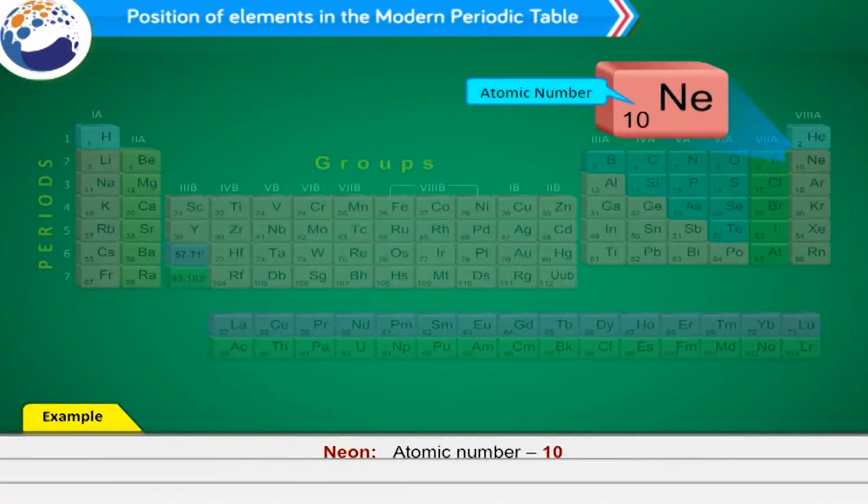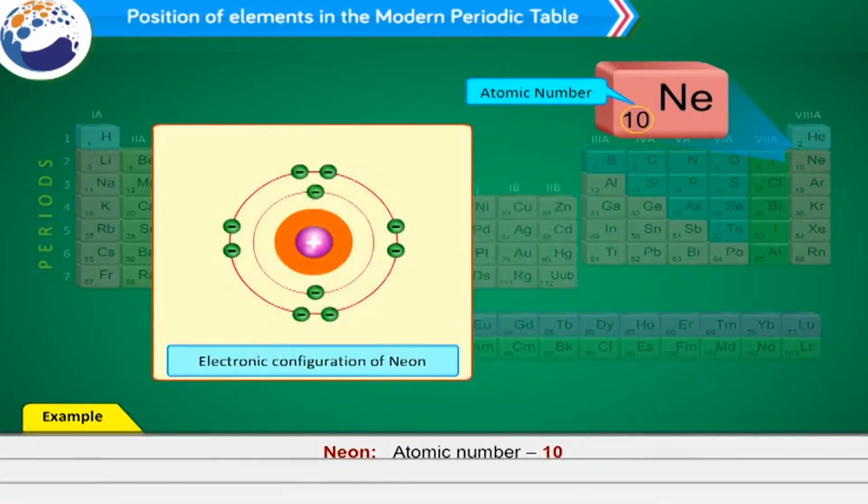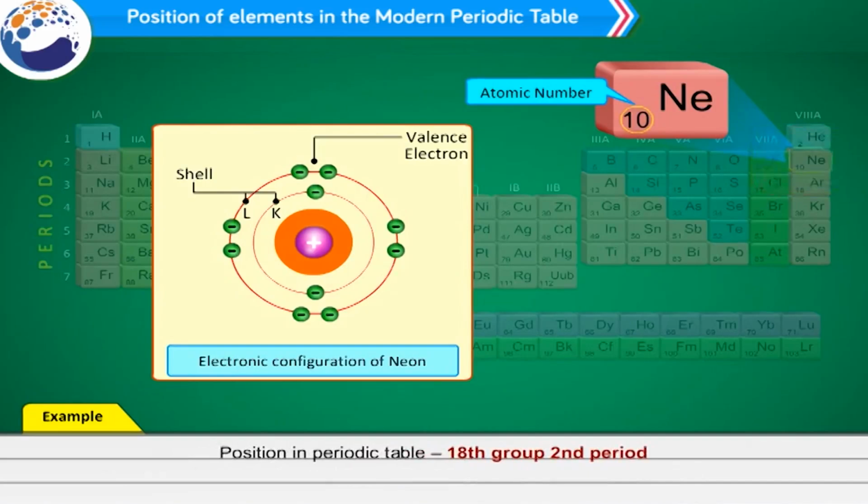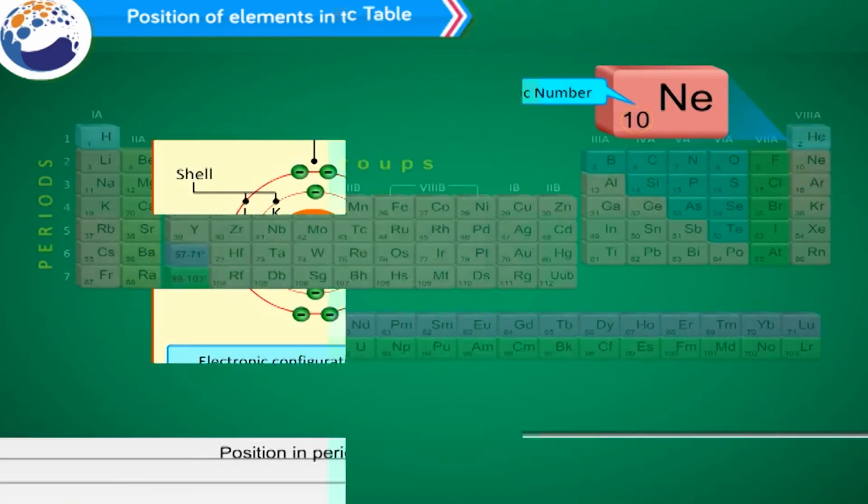Neon, atomic number 10. Electronic configuration of neon K2, L8. Valence electron 8, that is equal to 0. Number of shell 2. Position in periodic table: 18th group, second period.